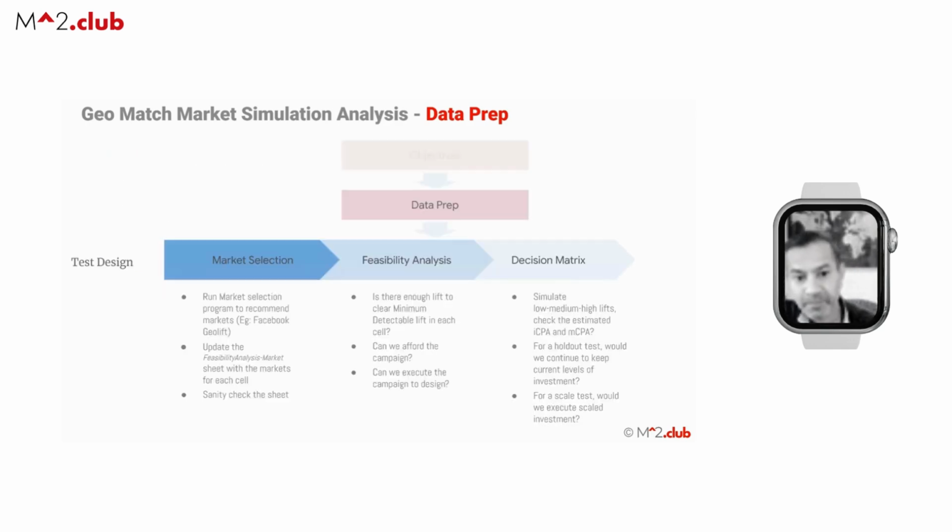testing, okay? Then the next step is test design, okay? First is market selection. We went through all the statistics, but fundamentally what we're trying to do is identify matched markets, okay? Is California matched to Rhode Island? Is Texas matched to Kentucky?